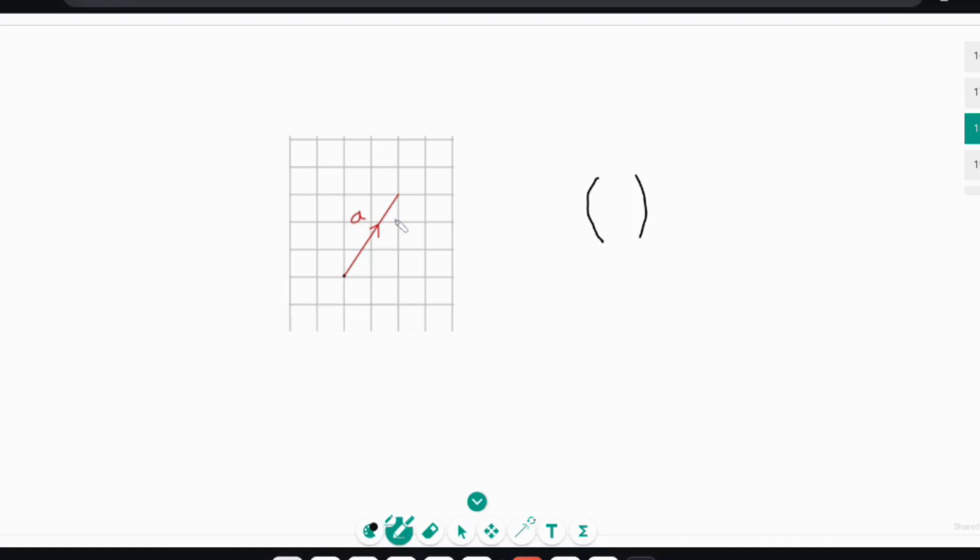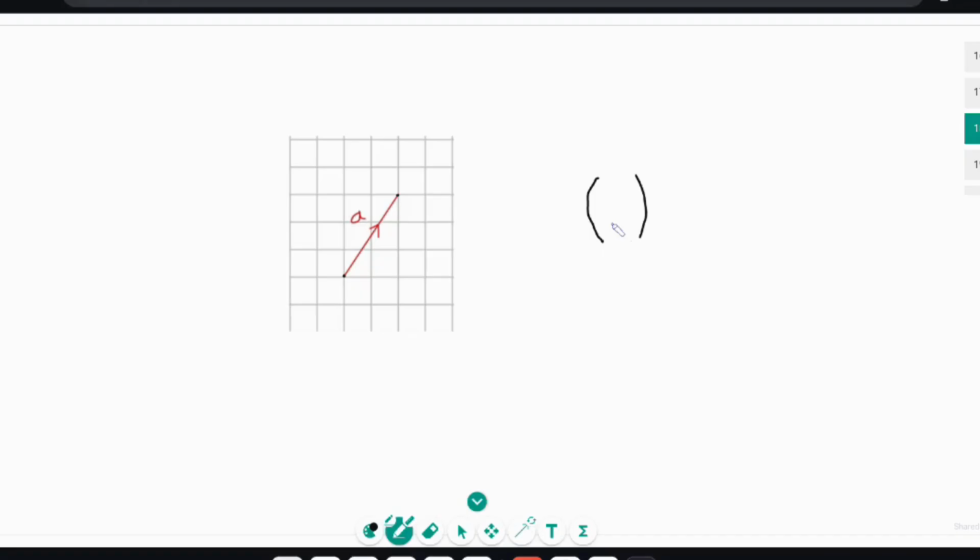Okay, so how do we describe this vector? We can use a column vector. So we've started here and finished here. Can you see we've gone 2 right and 3 up?